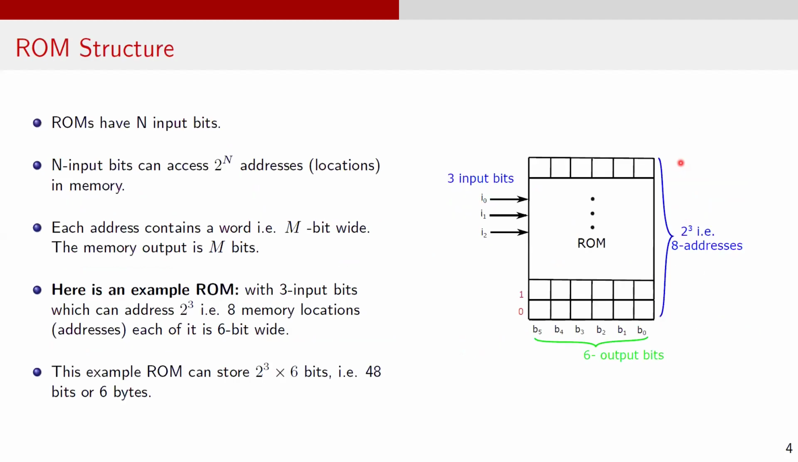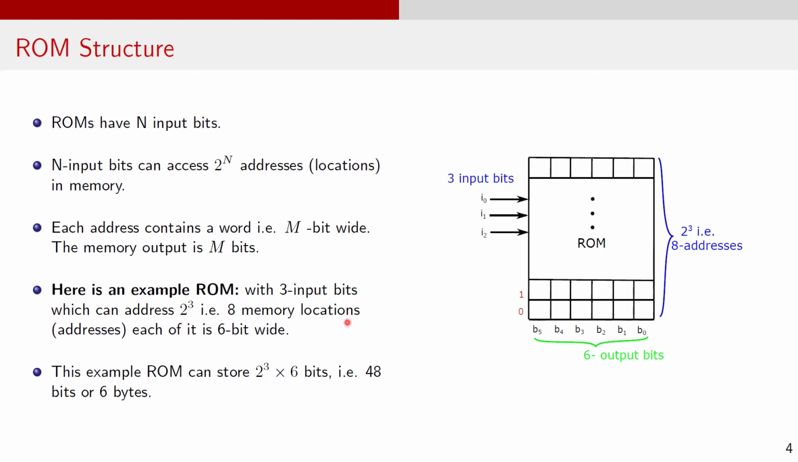To understand ROM better, let's examine its high-level block diagram. ROMs typically have n input bits, which determine the number of accessible memory locations. With n input bits, a ROM can access 2 to the power n addresses or locations in the memory. Each address stores a word that is m bits wide. The total memory output is m bits per read operation.